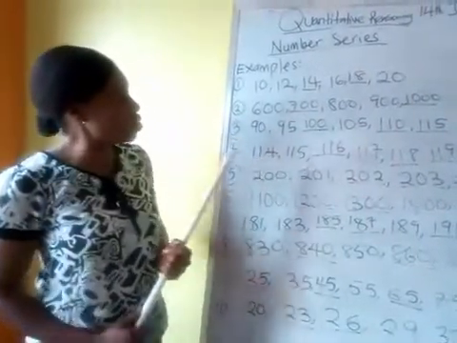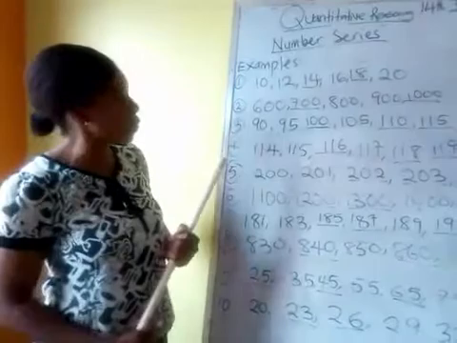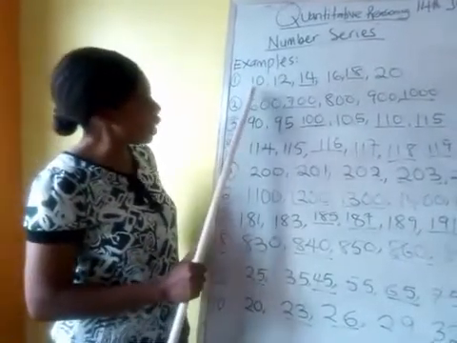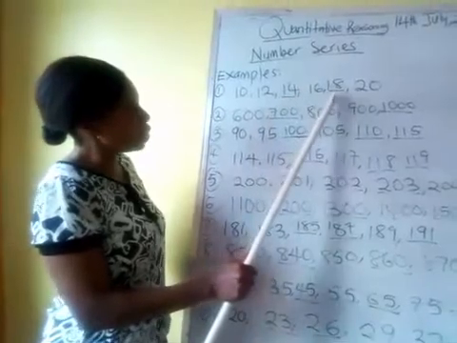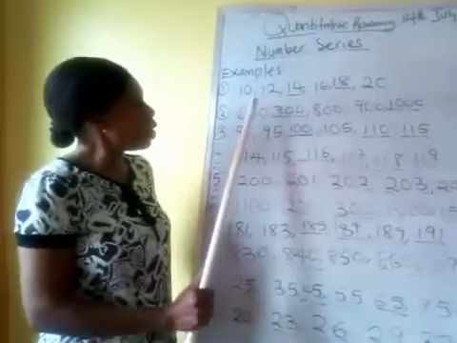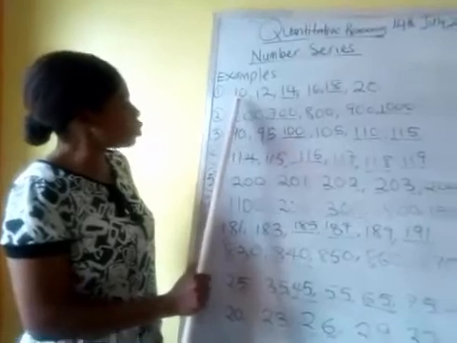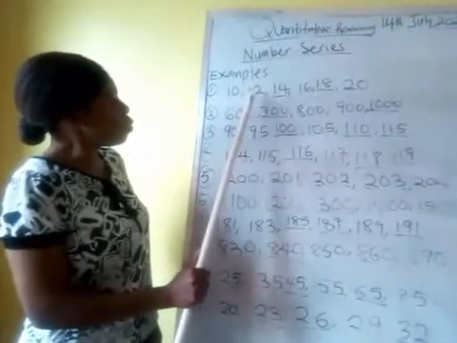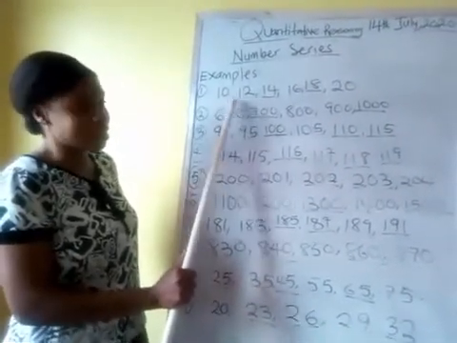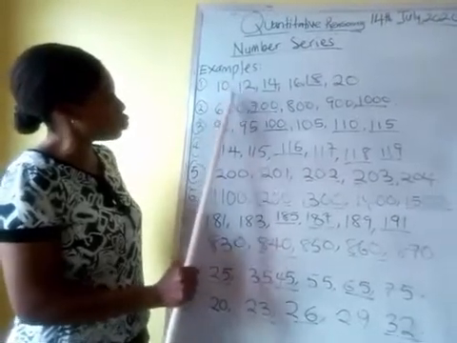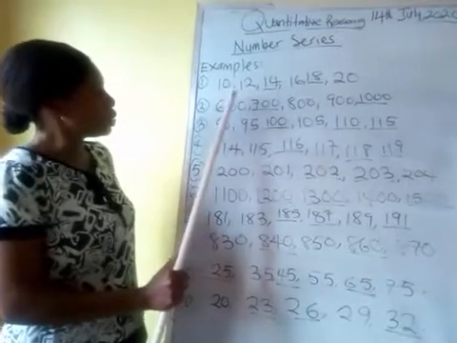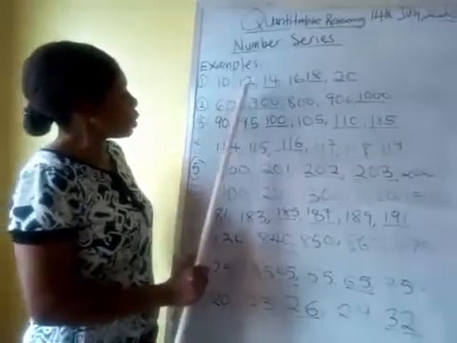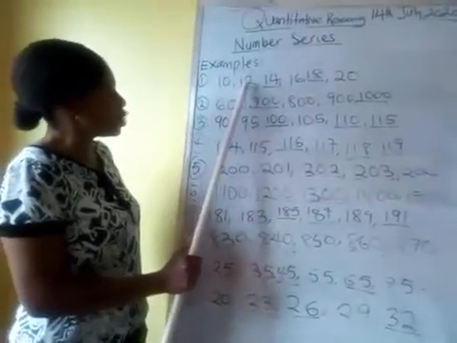We are to consider the numbers as they go in progression. Now, we have 10, we have 12, then we have a dash, we have 16, we have another dash, and we have 20. Now, what number is between 10 and 12? We are to consider the distance, the interval between these two numbers. The number between them is 2, because when you add 2 to 10, you get 12.